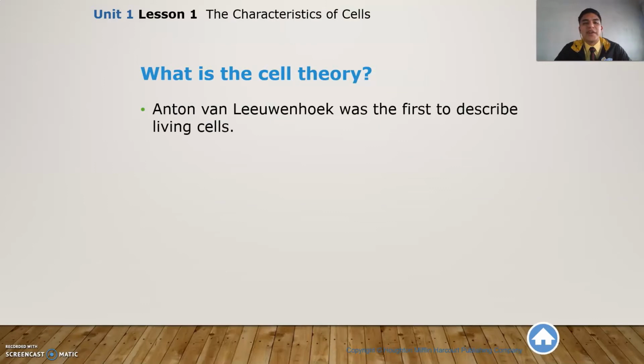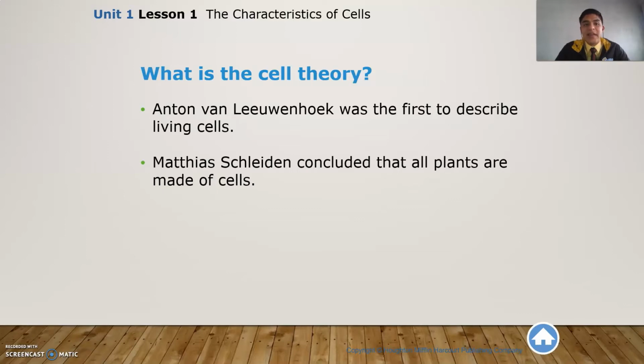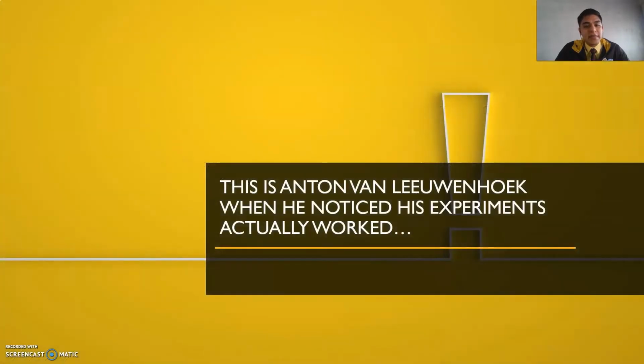All right, we continue with the cell theory. Anton van Leeuwenhoek was the first to describe living cells. Matthias Schleiden concluded that all plants are made of cells. Right. So this is Anton van Leeuwenhoek when he noticed his experiments actually worked.